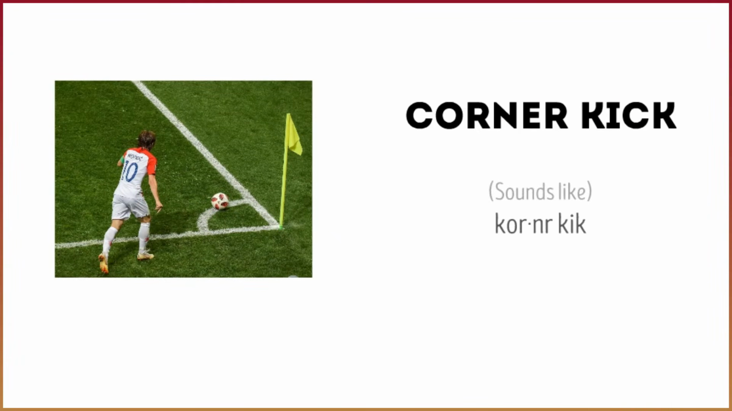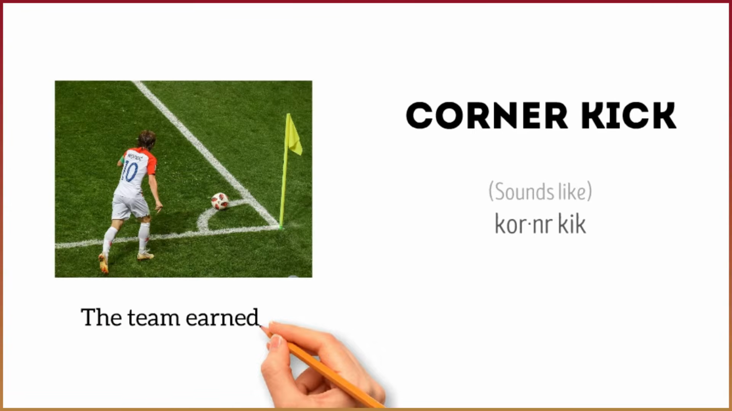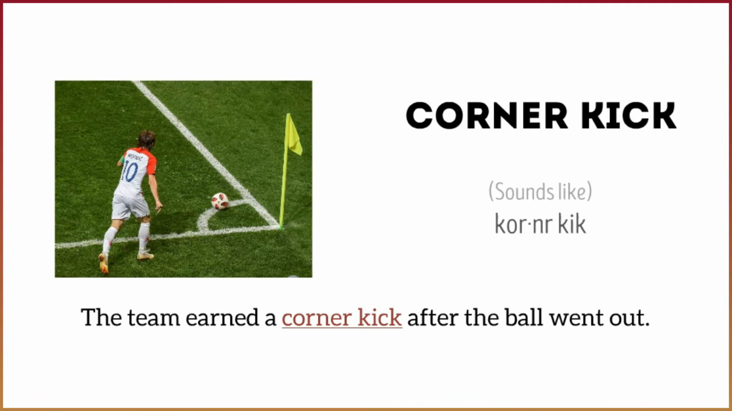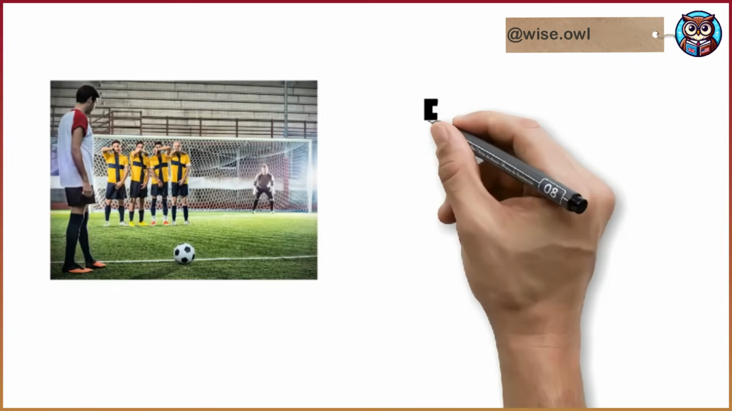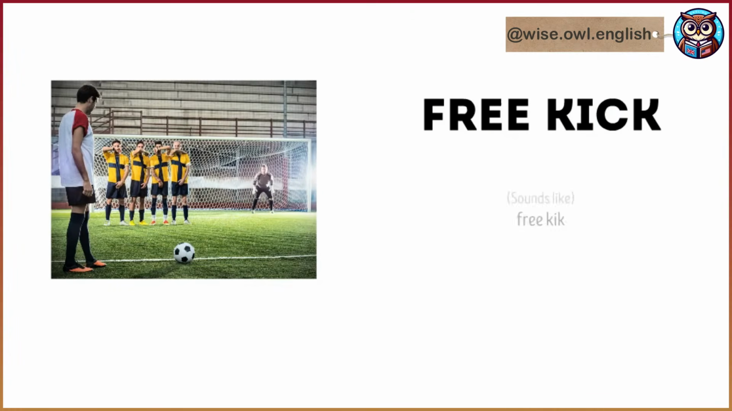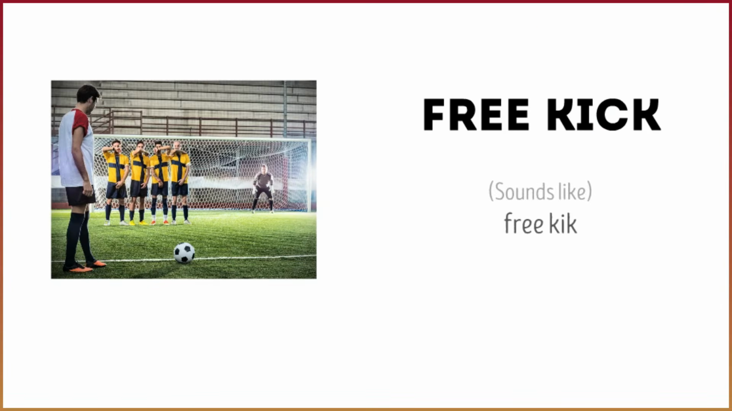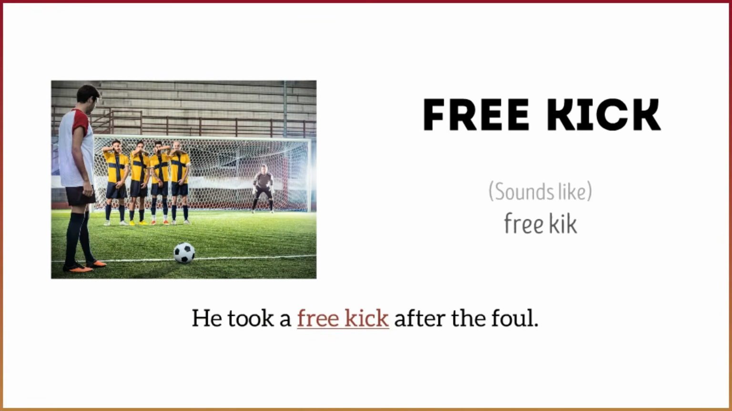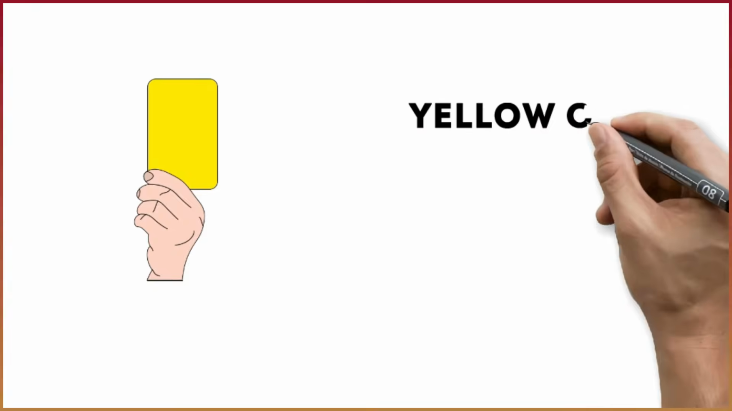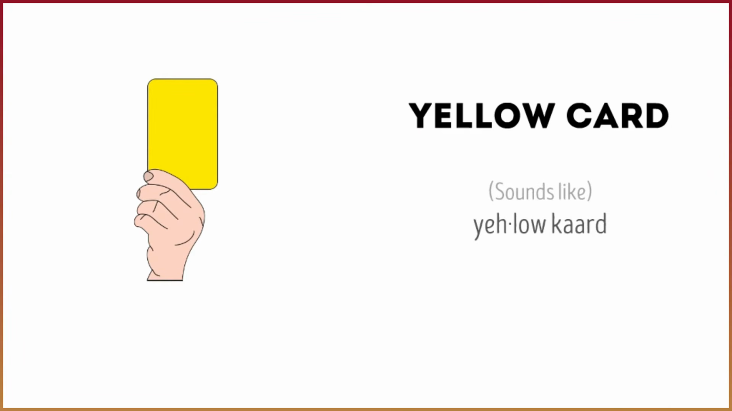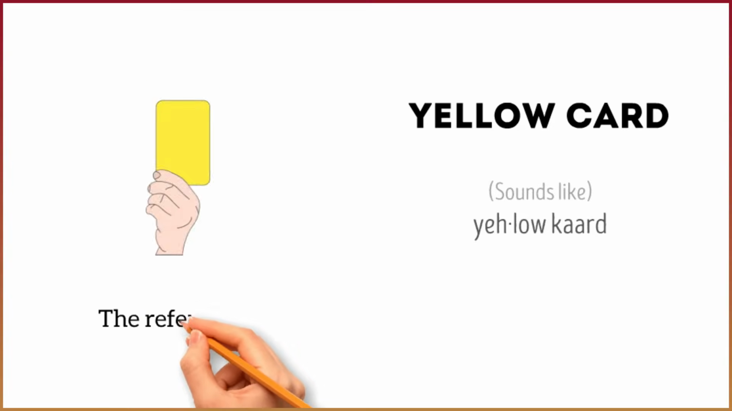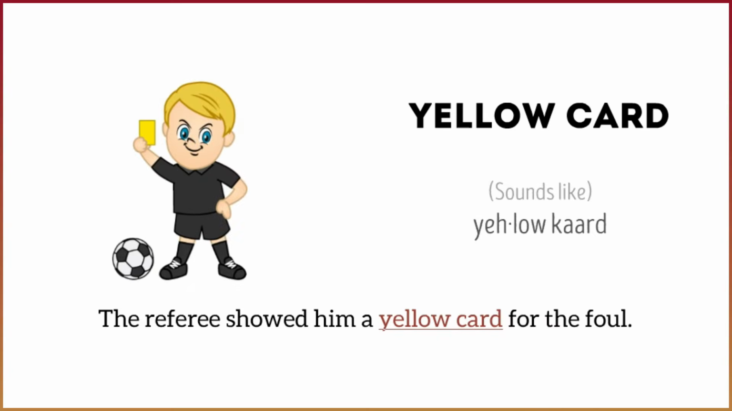Corner kick. The team earned a corner kick after the ball went out. Free kick. He took a free kick after the foul. Yellow card. The referee showed him a yellow card for the foul.